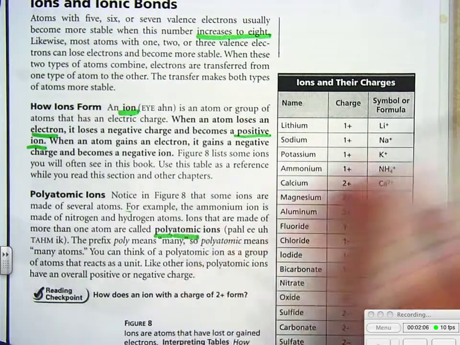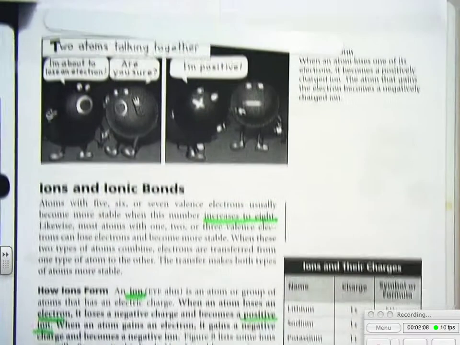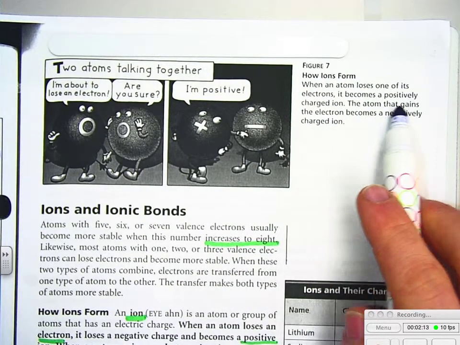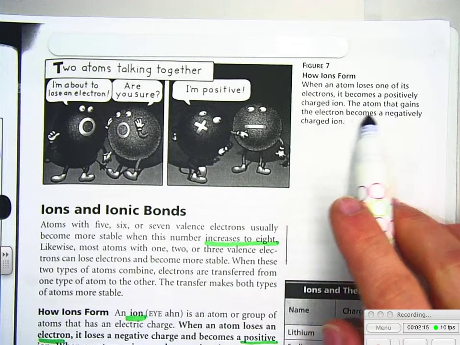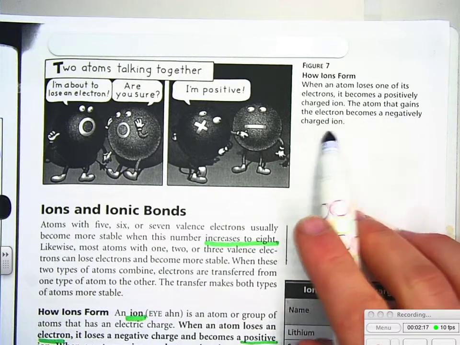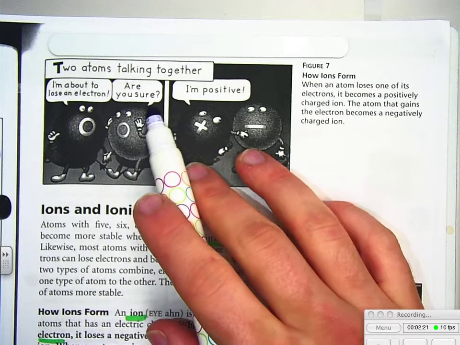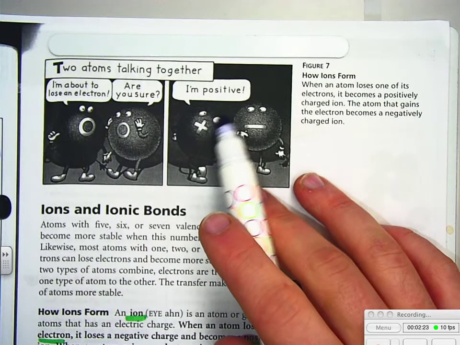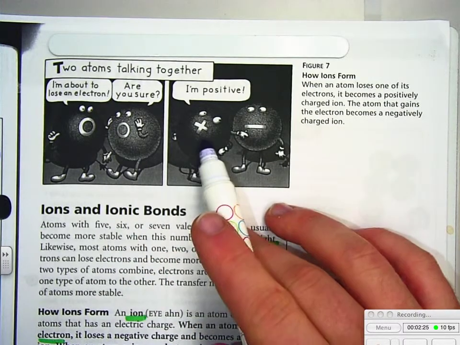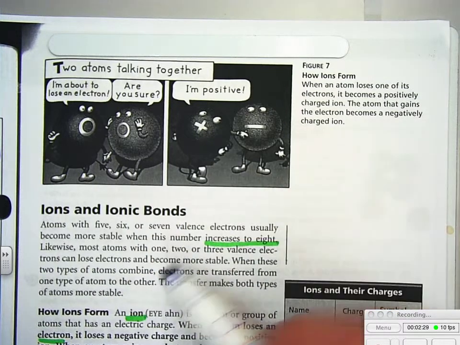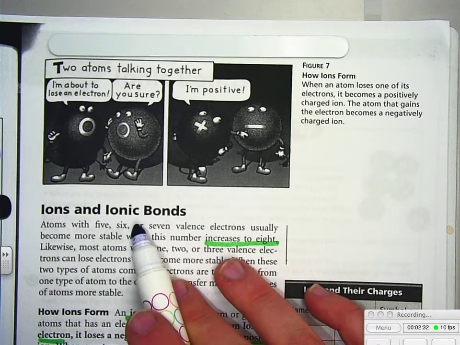Ions and ionic bonds. A little cartoon. When an atom loses one of its electrons, it becomes a positively charged ion. The atoms that gain the electrons become negatively charged. Here's a joke. I'm about to lose an electron. Are you sure? I'm positive. Ha ha ha ha. You get it? He became positive because he lost an electron. Anyway, ions and ionic bonds.